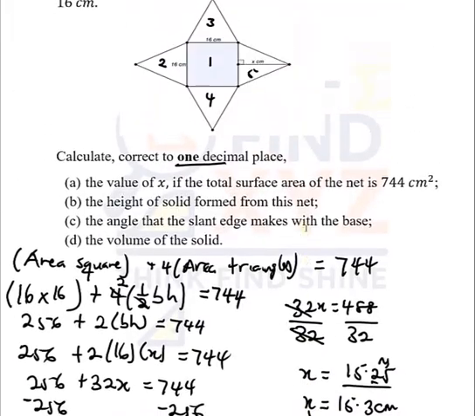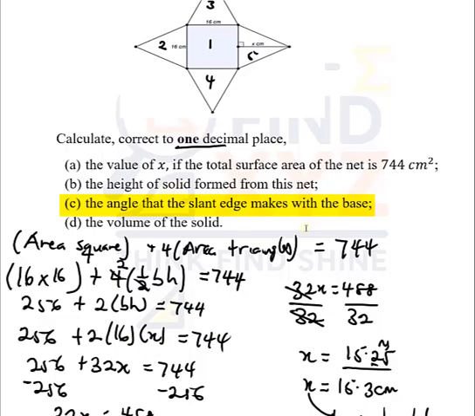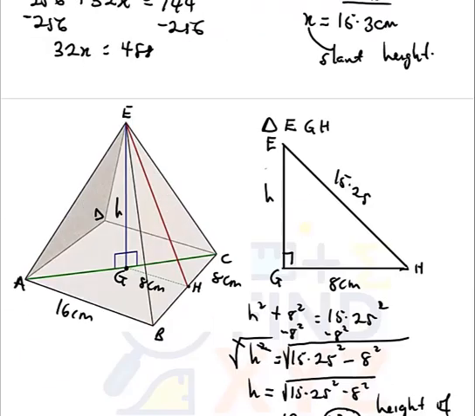Let's look at the third part. The third part is to find the angle the slant edge makes with the base. So let's look at the figure. Now we have the slant edge, which is E to C. This is the slant edge. Then this is the base. We are looking for this angle. So let's call it theta.